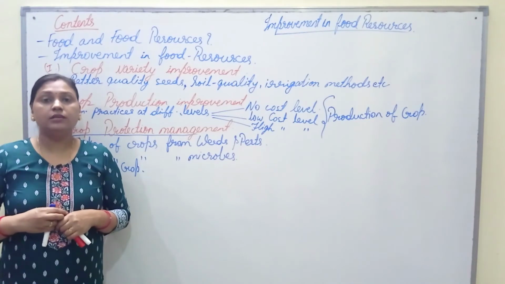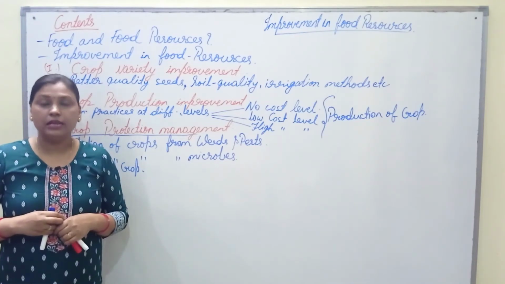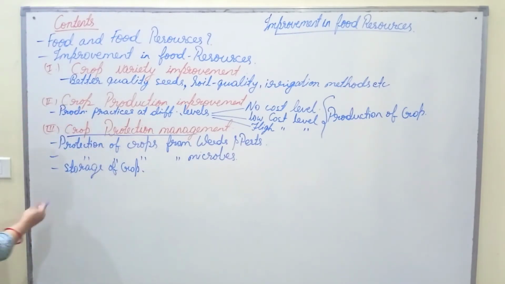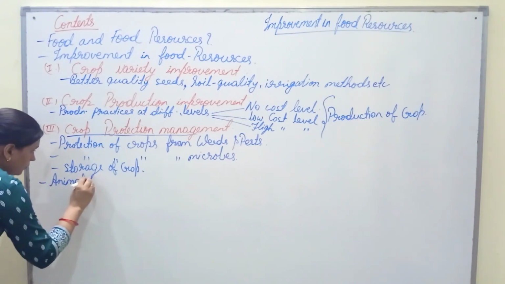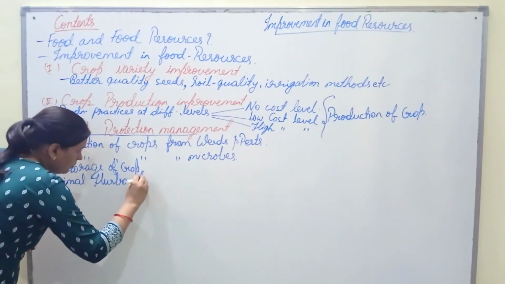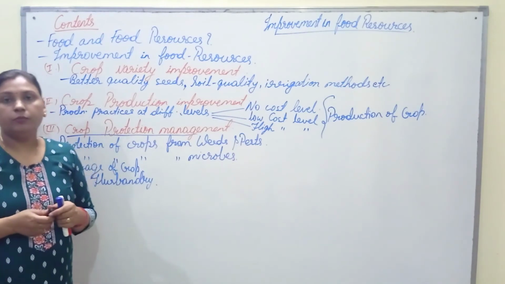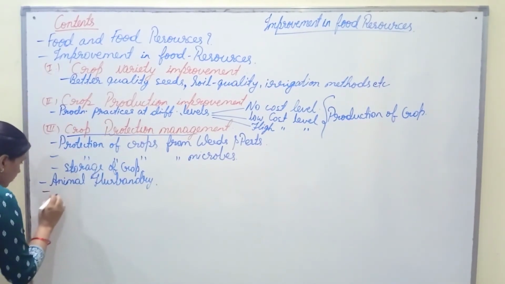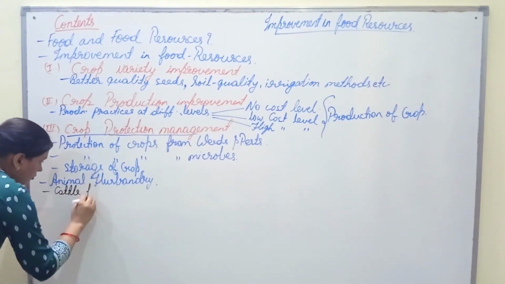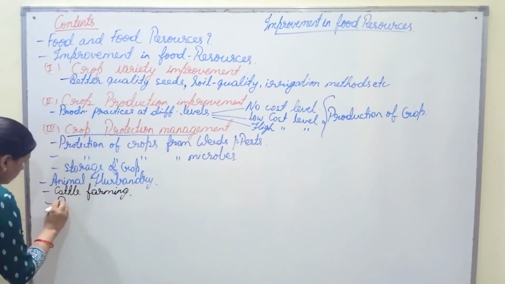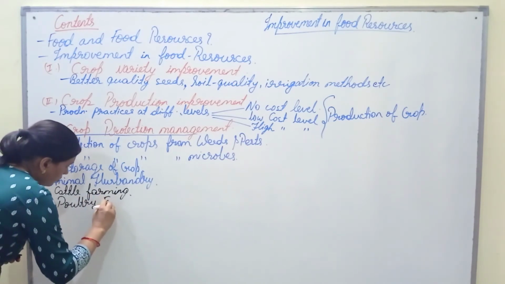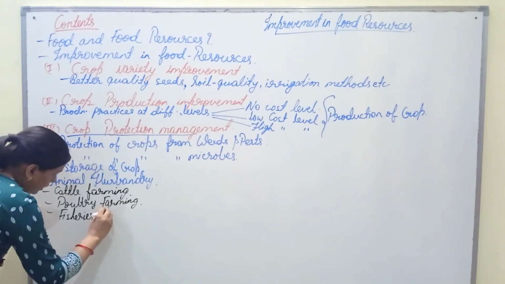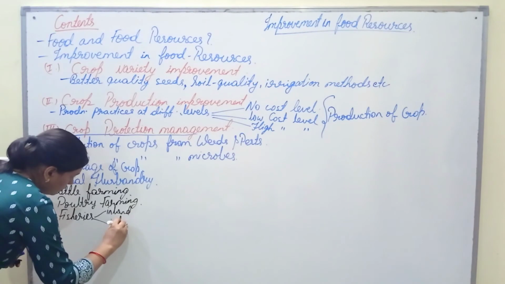So at last we will talk about animal husbandry, that is the caring and production of animals on a large scale to get different types of products like milk, meat, ghee, butter, etc. In this we will talk about cattle farming, poultry farming, fisheries, that includes inland and island fisheries, beekeeping, etc.